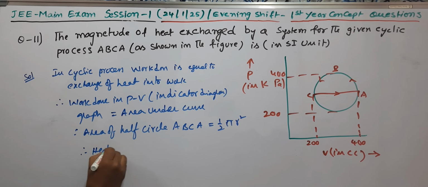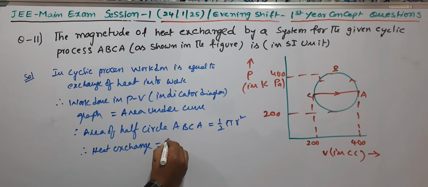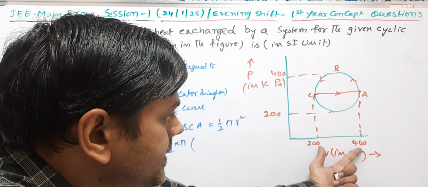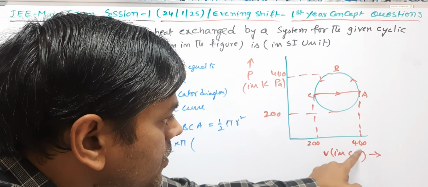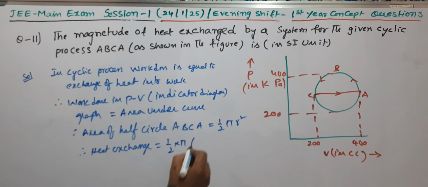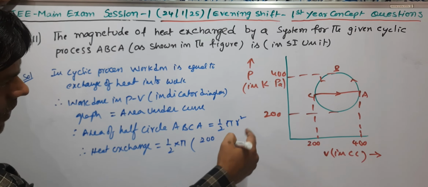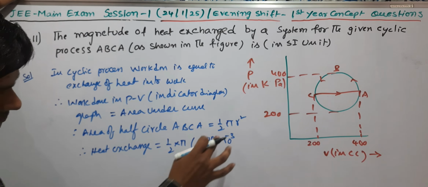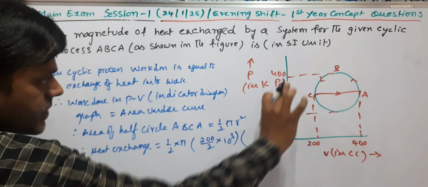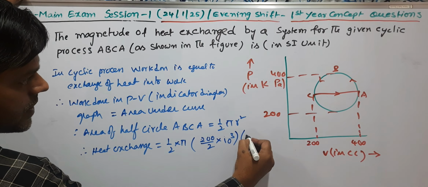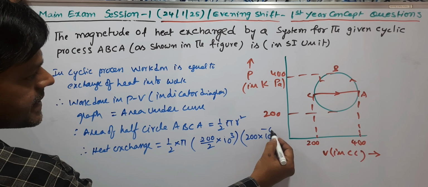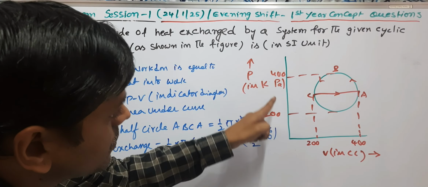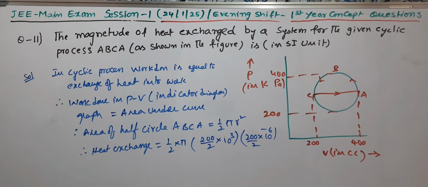Therefore heat exchange is equal to 1 by 2 into pi into r square. Here, what is r? Taking volume from 200 to 400, the difference is 200 only. That means the diameter by 2 gives the radius, 1 by 2 into 10 power 3 cubic centimeter, and r square is 200 into 10 power minus 6, also by 2. 400 minus 200 is 200, by 2, half.